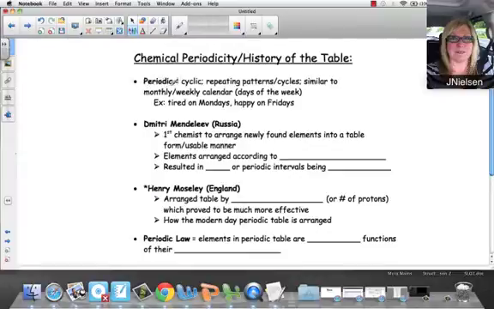So the word periodic in itself means cyclic or repeating patterns, similar to a monthly or weekly calendar, days of the week. Example, tired on Monday, happy on Fridays. So let's review the two of those.